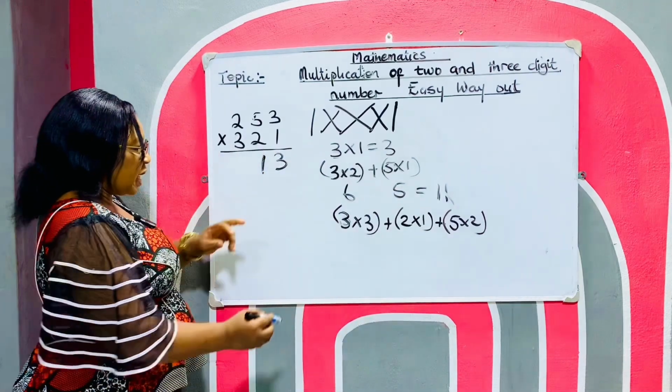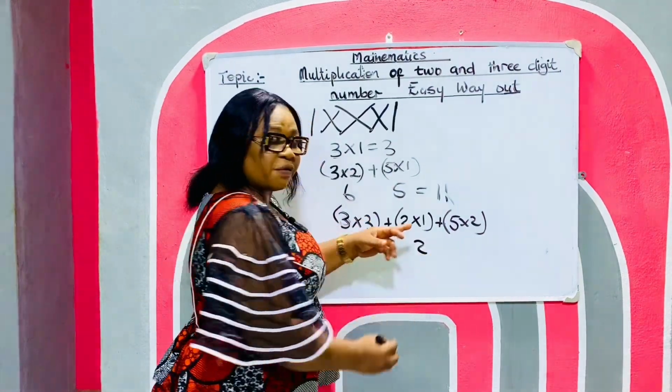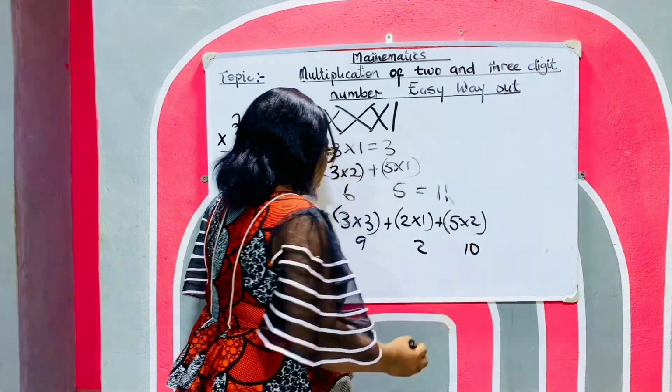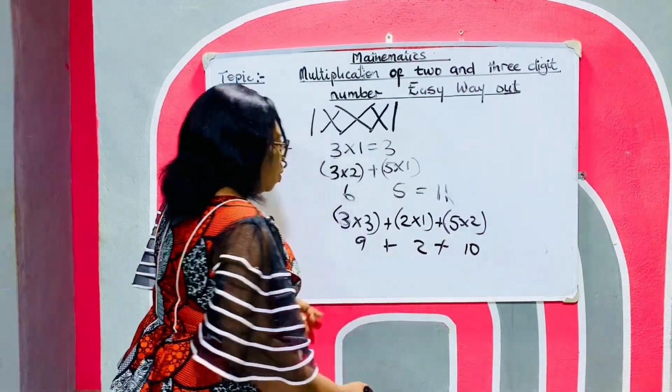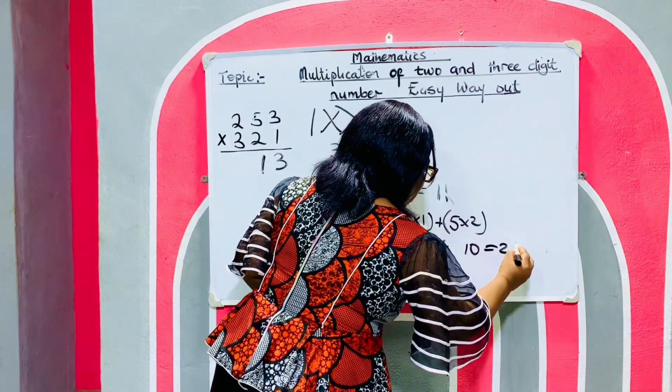Okay. 3 times 3 will give us 9. 2 times 1 will give us 2. And 5 times 2 will give us 10. Okay. And we add up all of them. When we add them up, we're going to get 21.